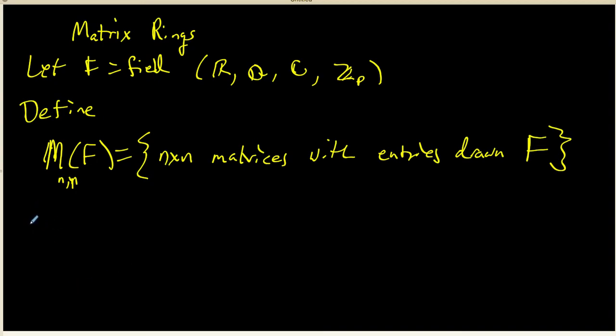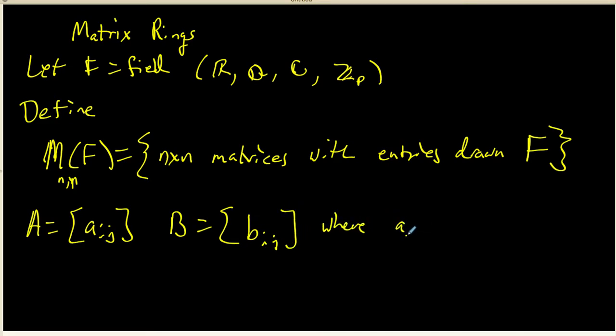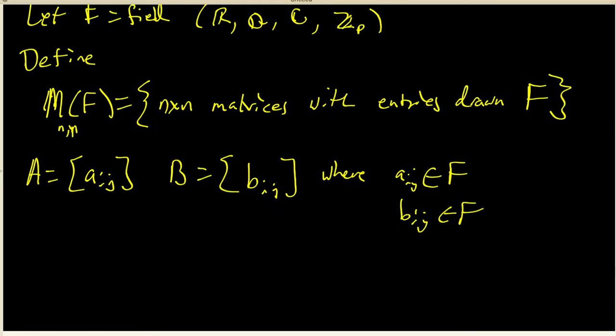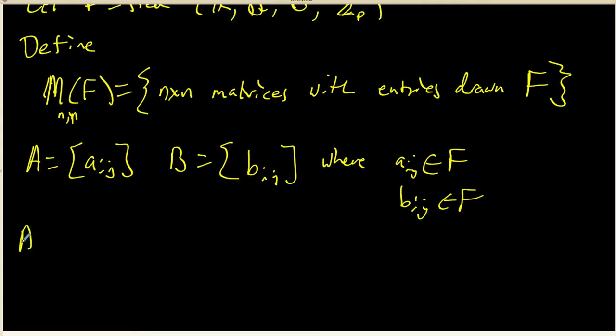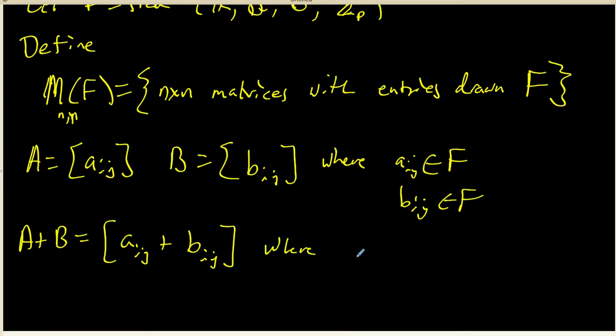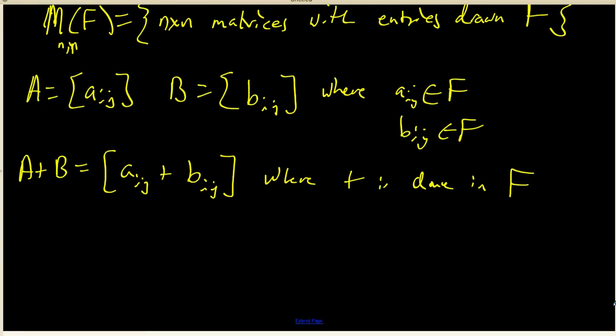So basically what I want to be thinking of is that if A is an n by n matrix that has entries a sub ij, and B is a matrix that has entries b sub ij, where the aij's are all pulled from F and the bij's are all pulled from F, then we can define the sum of the two matrices simply by adding their entries together, entry by entry, where the plus is done inside the field F. And then the standard matrix multiplication is done the standard way that we do it for matrices back in an introductory course in linear algebra.